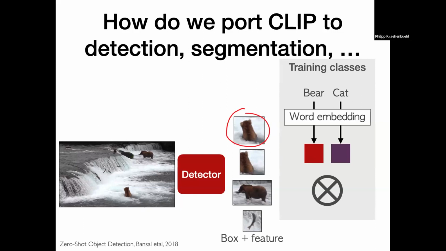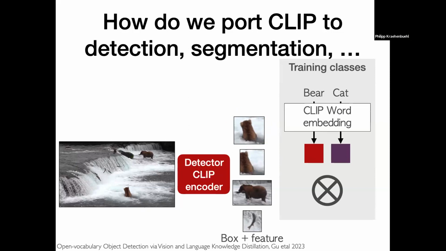This idea predates CLIP by a few years, and it has been upgraded to use CLIP. I'm not sure, I think I have the year wrong down there, but it has been upgraded to use CLIP in two ways. One is to use the CLIP word embedding here, and the other is to use the image encoder of CLIP itself to embed all the images, or to parse the image that you then use in your detector.